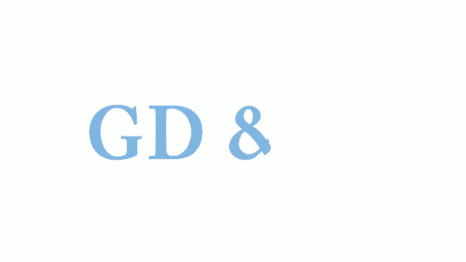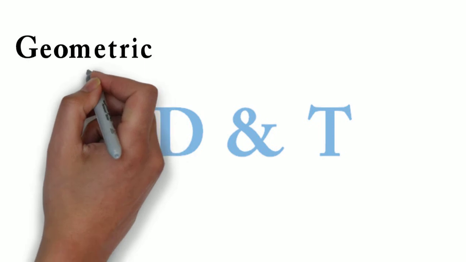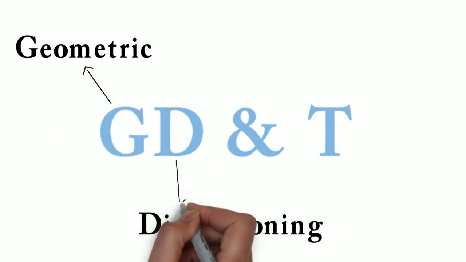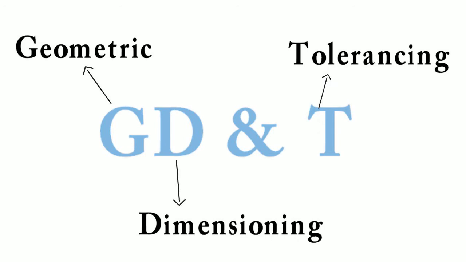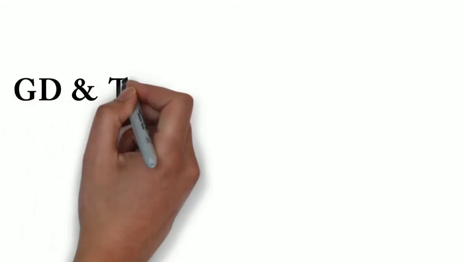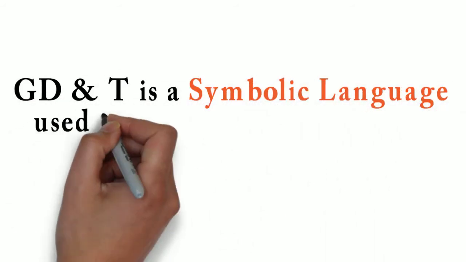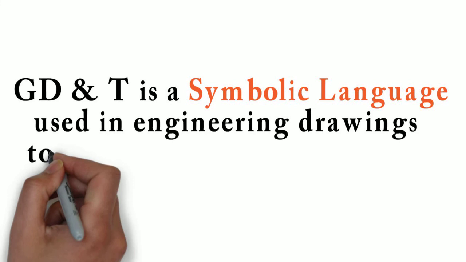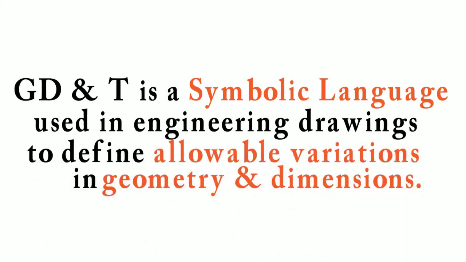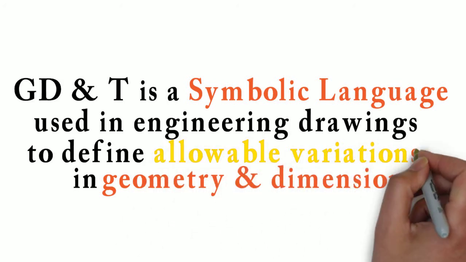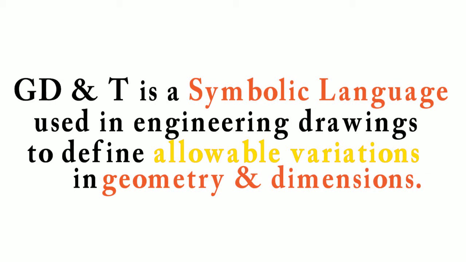Now let's start. What is GD&T? If you ask me its long form, then it simply stands for Geometric Dimensioning and Tolerancing. But what does it exactly mean? GD&T is a symbolic language used in engineering drawings to define allowable variations in geometry and dimensions. Now, some people may ask, why do we need these variations? Why are these variations important?